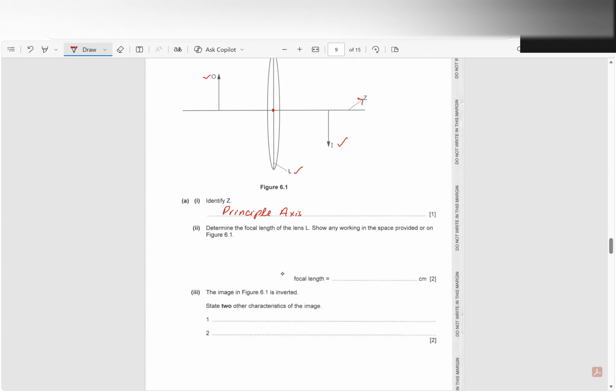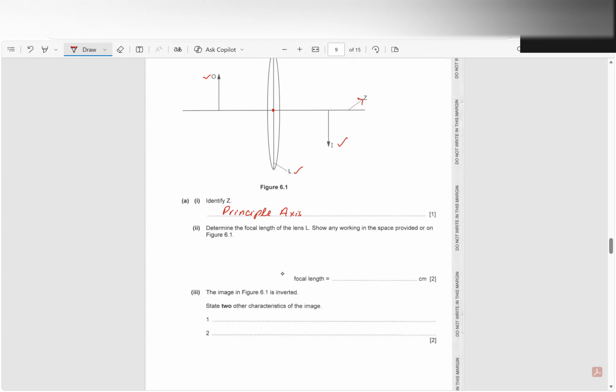Focal length, what exactly is focal length, guys? Focal length is the distance between the optical center and the focal point. So we need to find the focal length, meaning we have to find the distance between the optical center and the focal point. How do we do that? To do that, we need to have the focal point, right? But we do not have the focal point. All we have been provided with is the object, lens, and image. However, there is one way.